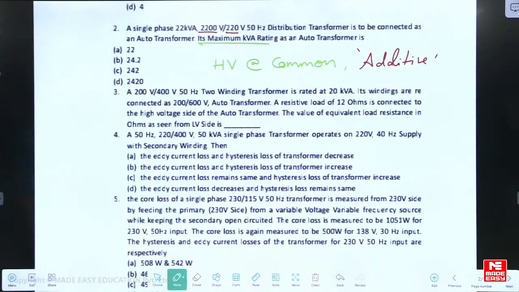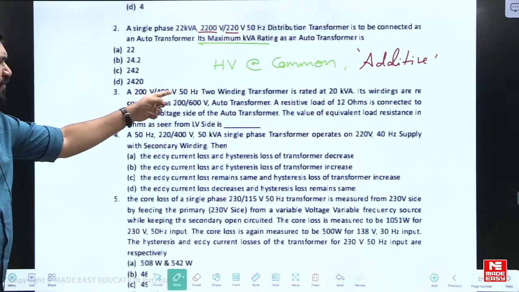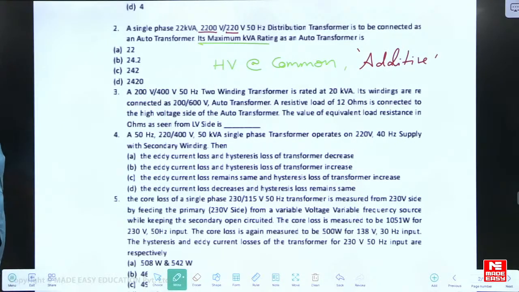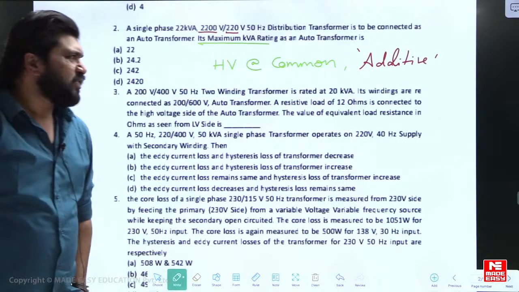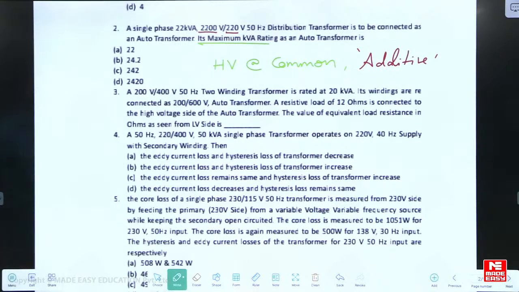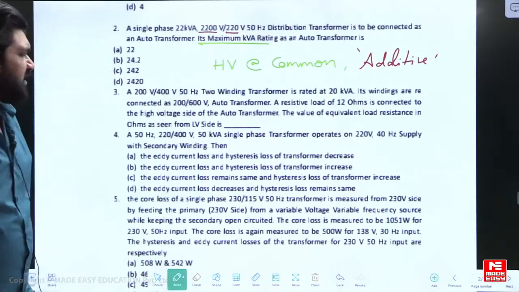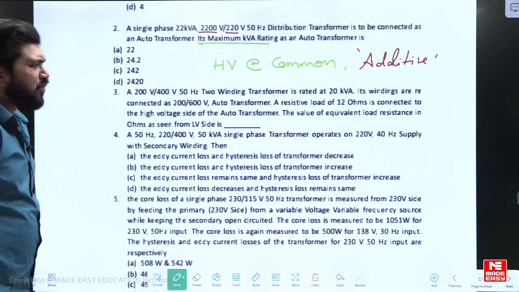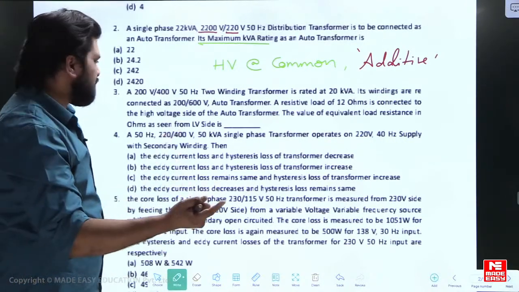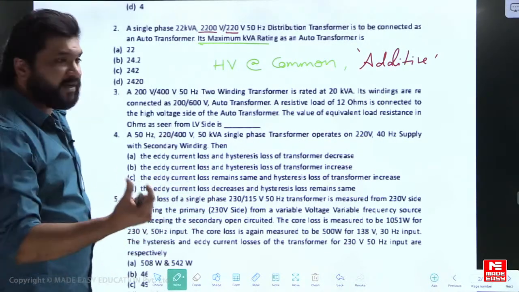Next, a 200 by 400 volt 50 Hz 2-winding transformer is rated at 20 kVA. Its windings are reconnected as 200 by 600 volt auto transformer. A resistive load of 12 ohms is connected to high voltage side of the auto transformer. The value of equivalent load resistance in ohms as seen from LV side is.